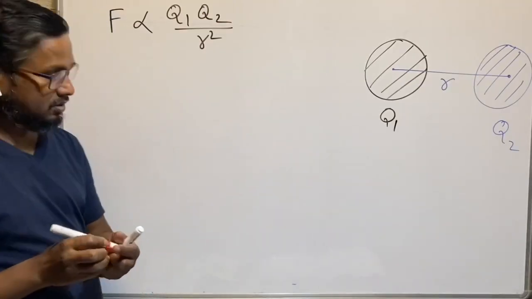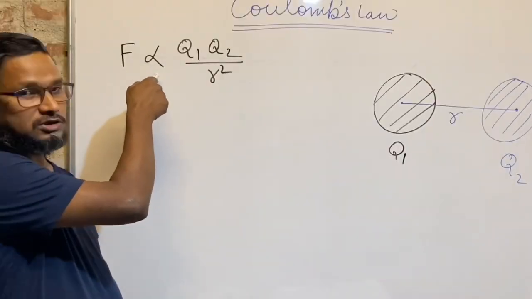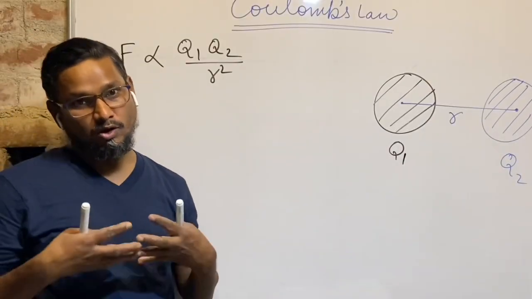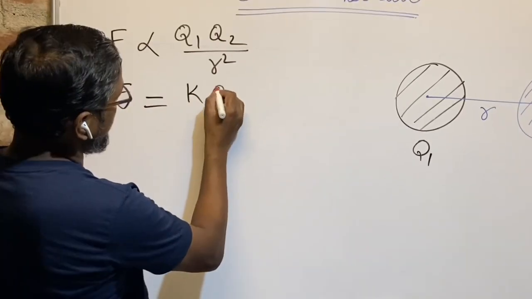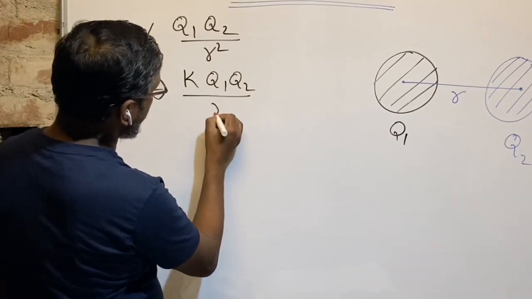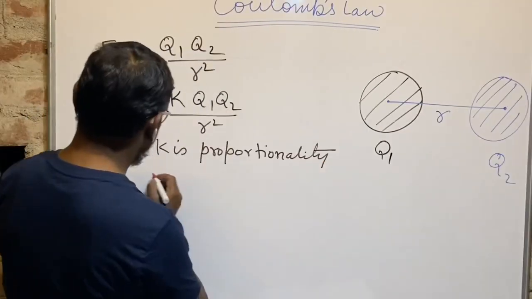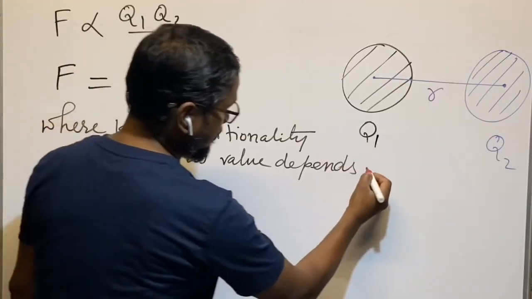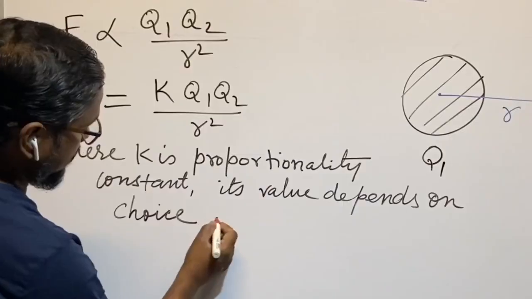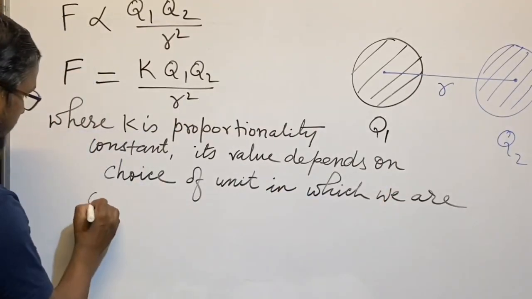We are going to replace this proportionality; we will have to take a constant. So here F is equal to K Q1 Q2 by R square, where K is the proportionality constant, and its value depends on the choice of unit in which we are calculating force.